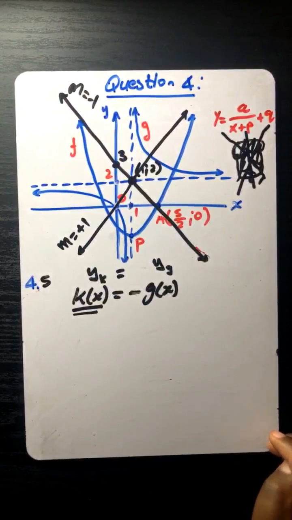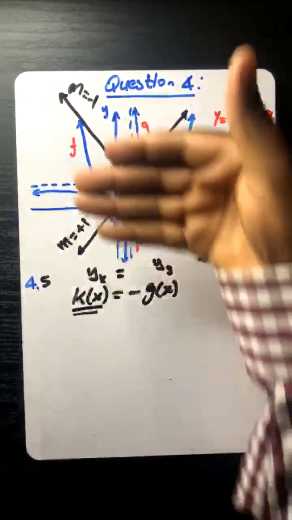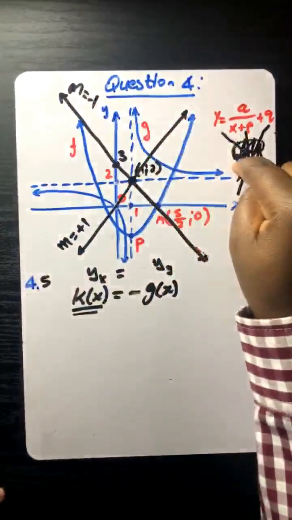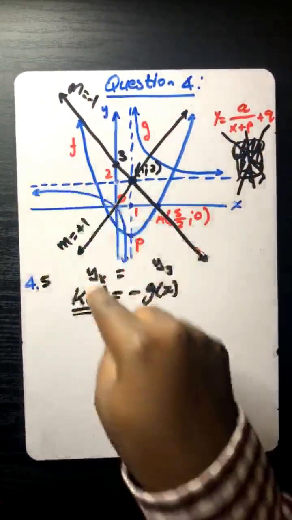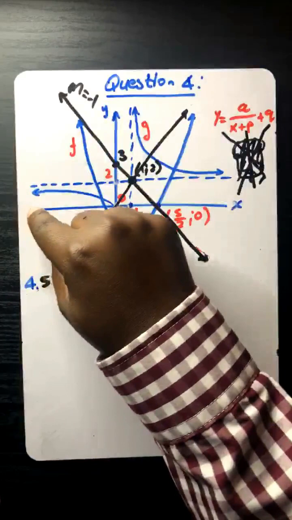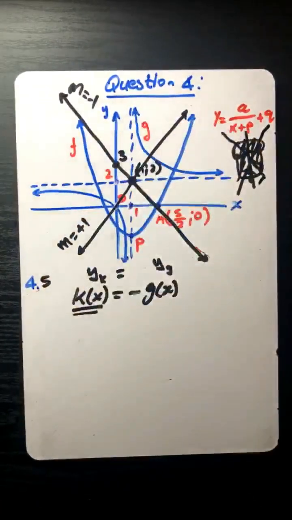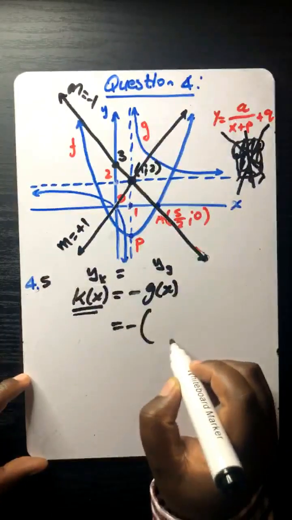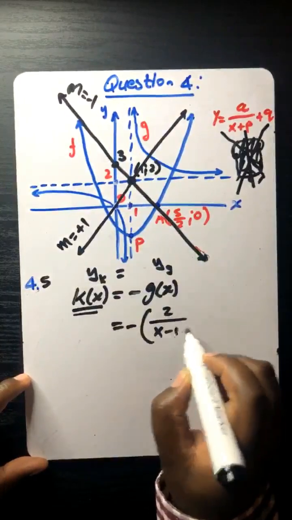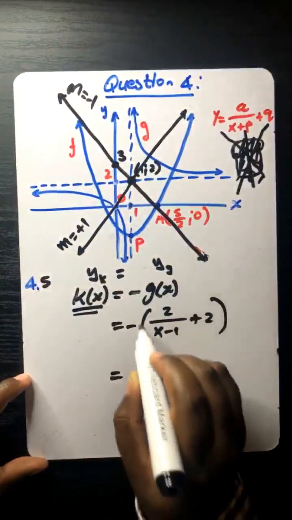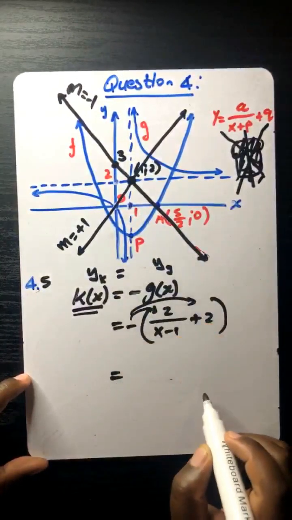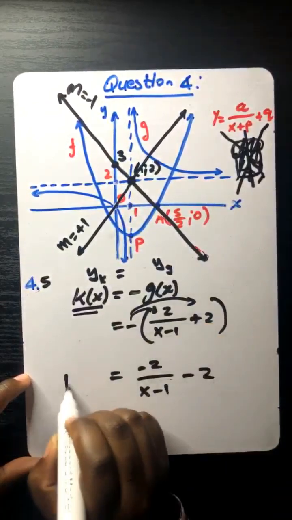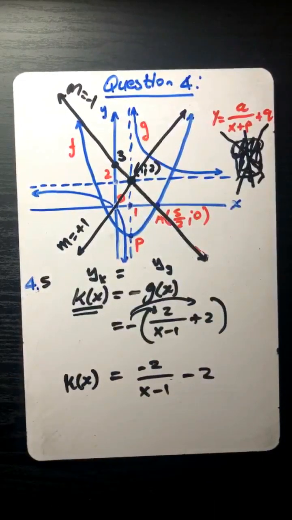So think of this function reflecting about that. You are going to have that being on this side, and then that one will just reflect and do something similar to that. So you just say negative into the function of g. So you end up with negative 2 over x minus 1, then this is negative that. So this is the new equation of k of x.